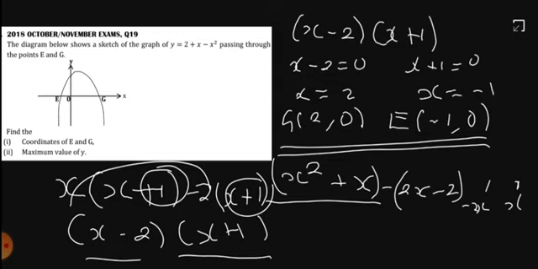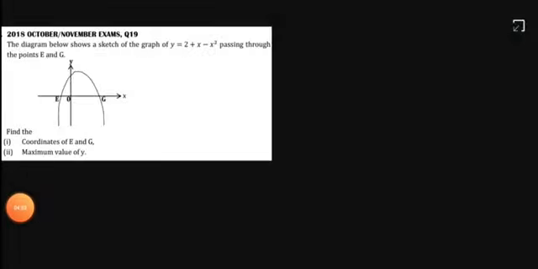Make sure you follow the order. Then 2 says maximum value of y. Maximum value of y is found when x has got a maximum value.